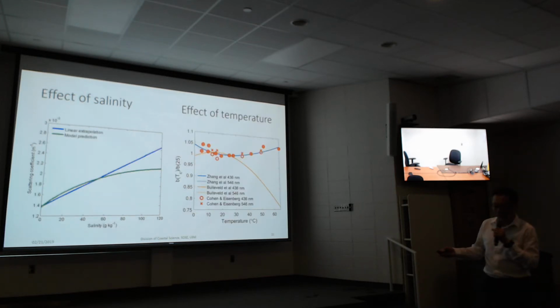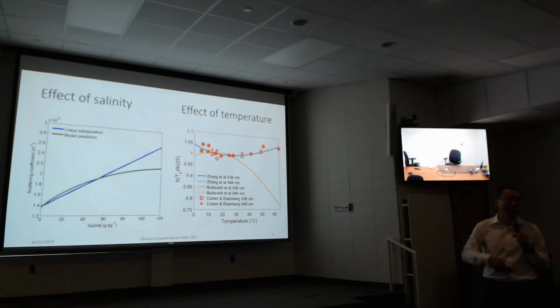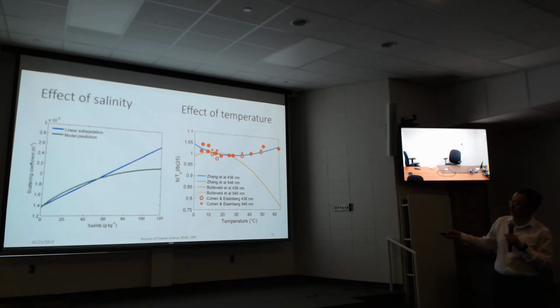This figure shows exactly how seawater scattering changes with salinity, and our prediction is nonlinear. As the salinity goes higher, it goes this way. Before, people assumed it increases linearly, because they didn't know. They simply assumed a linear increase, but in reality it's not.